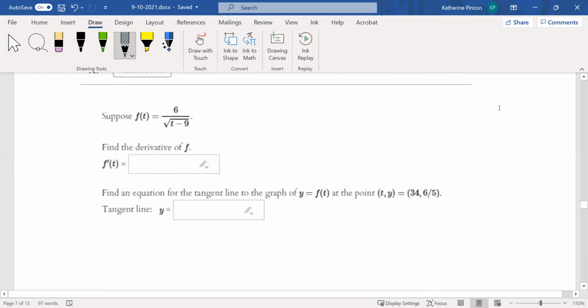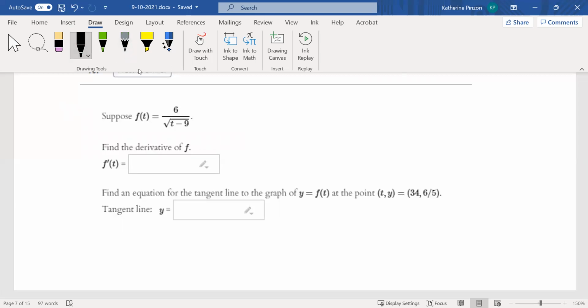16. Suppose f of t is this function here. Find the derivative. Ooh, this is like the one on the whodunit. I would rewrite this first. What can you rewrite this as? Yeah, negative 1/2. 1/2 because it's a square root. Negative because you brought it from the denominator to the numerator. So 6 times t minus 9 to the negative 1/2.